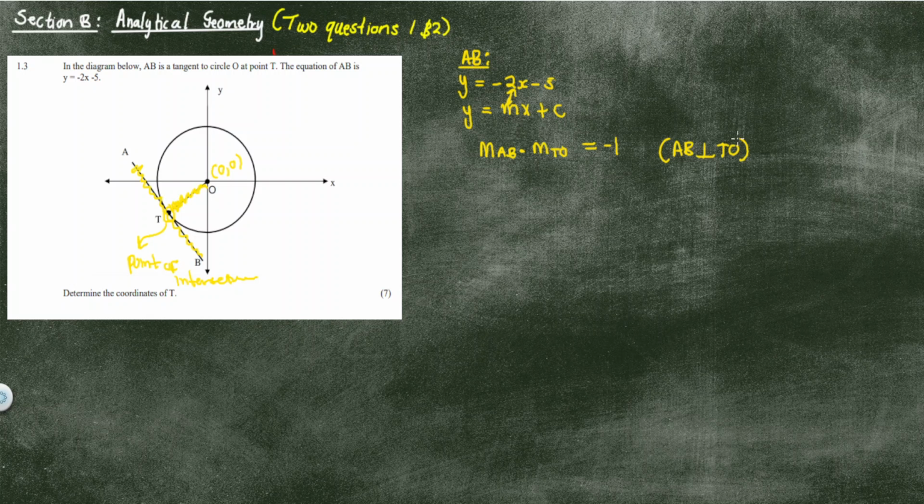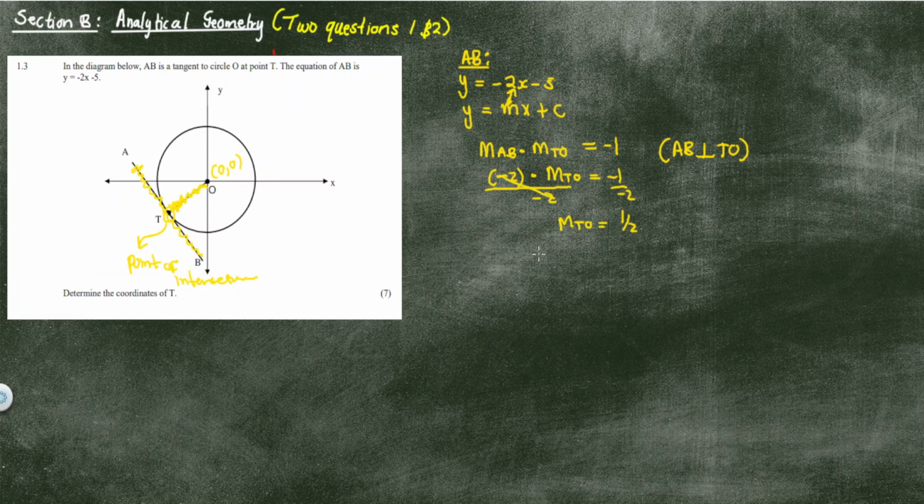We know this, a tangent and a radius are always perpendicular, or a radius and a diameter, or a diameter and a tangent are always perpendicular to each other. Ne? So I do have the gradient for line AB, and then it's minus 1 divided by minus 2, ziyakhansela. MTO is equal to 1 over 2. So this is the gradient of line TO.